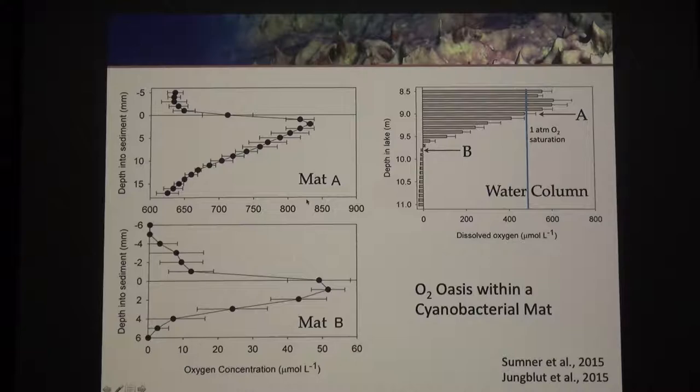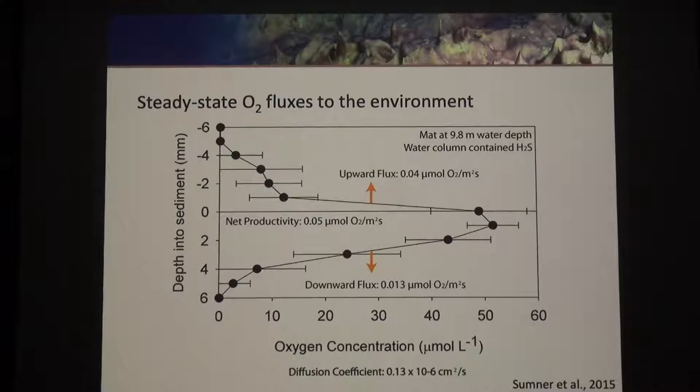When you go down to the depths where oxygen is unmeasurable in the water column, it's essentially zero, but you get up to 50 micromoles per liter of oxygen within the mat itself, and it declines with time. So we can use the gradients in concentration to measure fluxes.